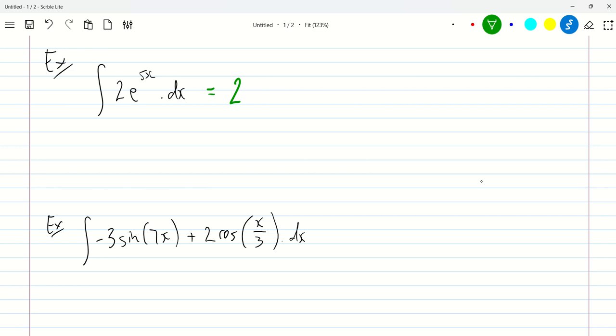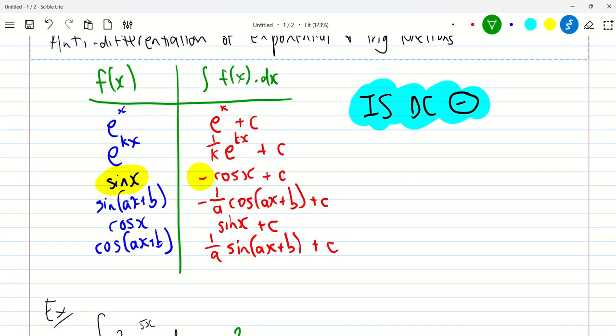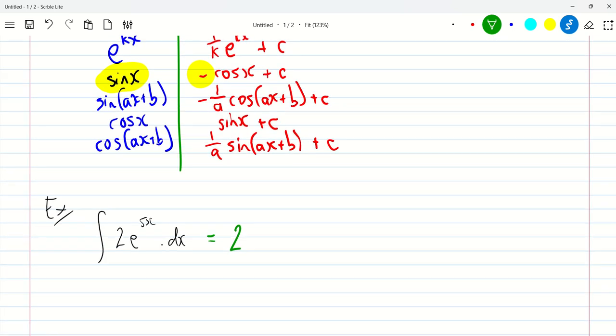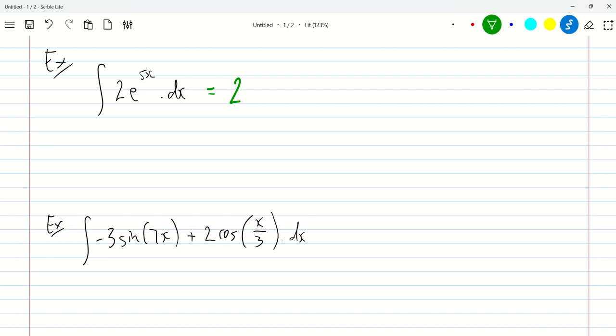And then e to the 5x, if you remember, e to the kx, all we do is just divide by what is in front of x. So here it's just going to be e to the 5x, that stays. And out the front, we're going to have 1/5 sitting like that, plus c. When we tidy that up, it's just going to be 2/5 e to the 5x plus c, and that's it.